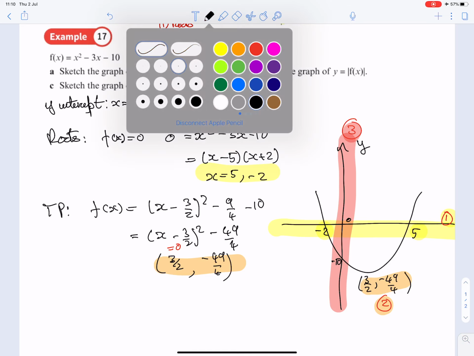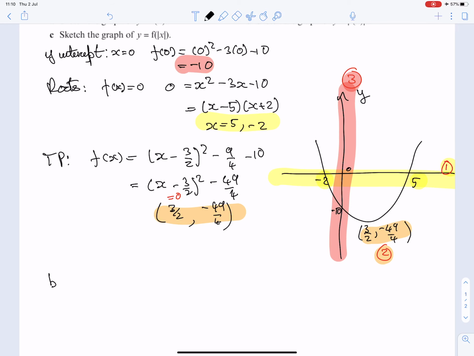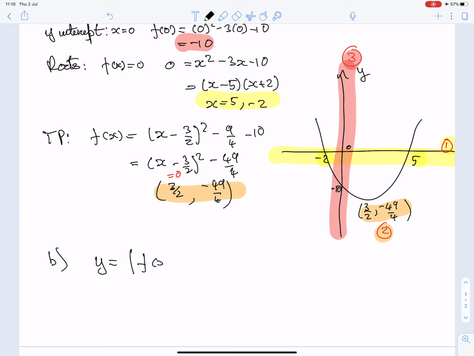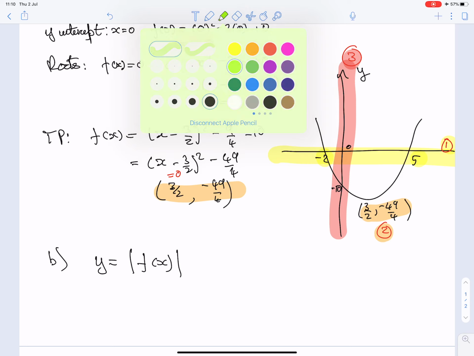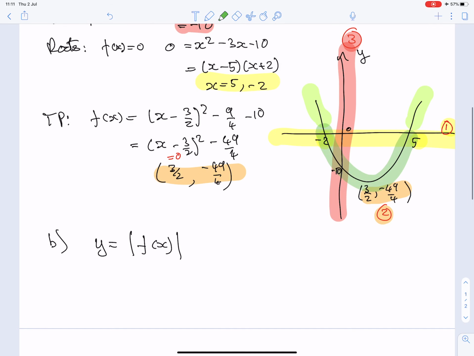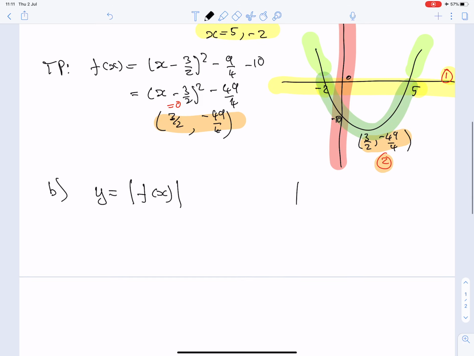Okay, now part B, the modulus of f of x. So the outputs must be positive. Where are my outputs already positive? Here. So those bits of the graph we can draw. And then the bit that's negative is going to need to be reflected. So we're going to get, let's undo, a graph which looks like this.